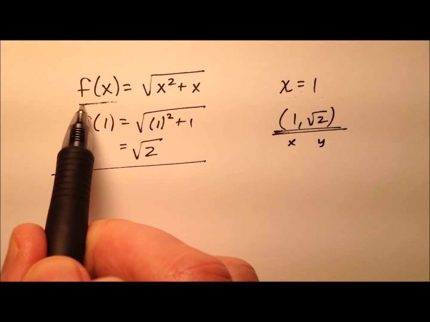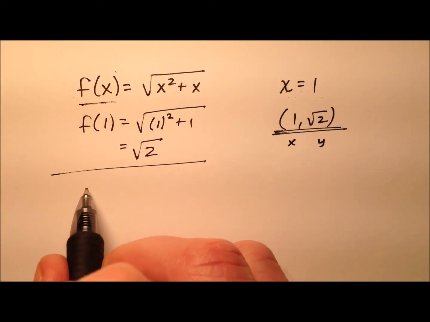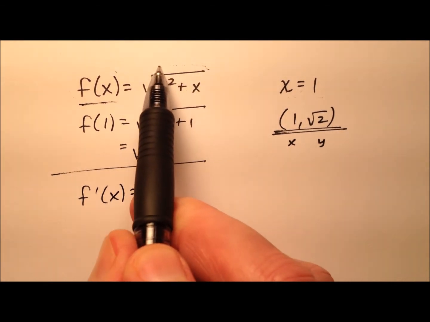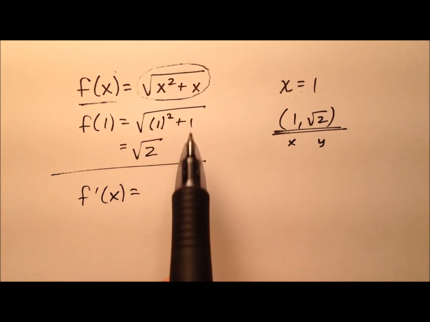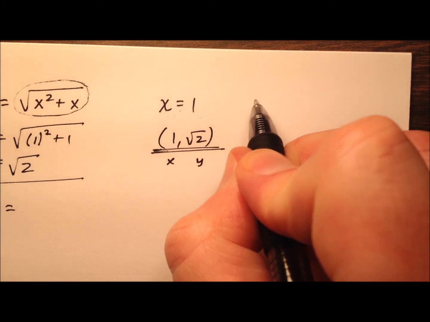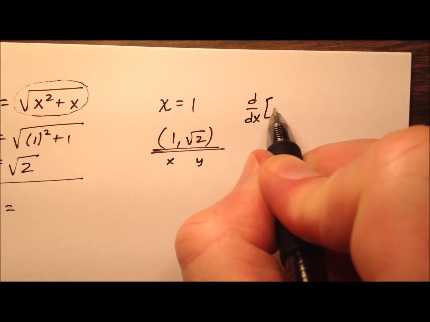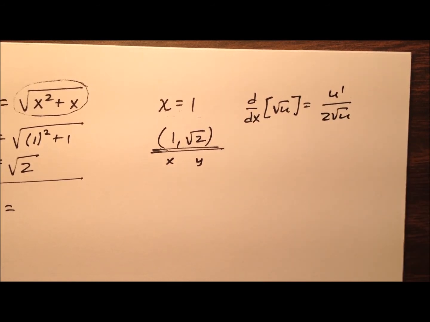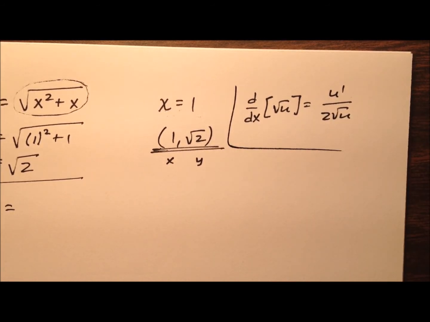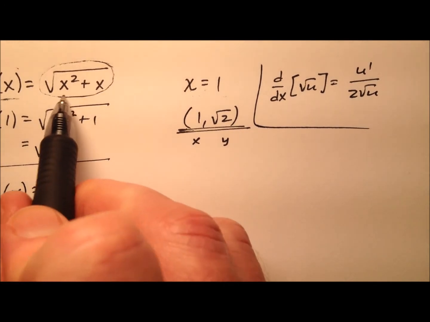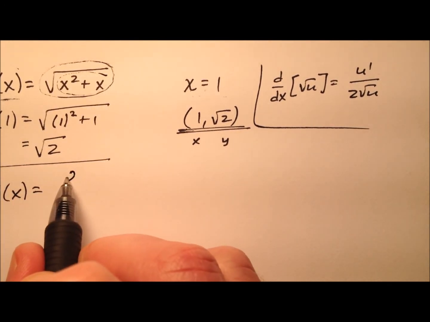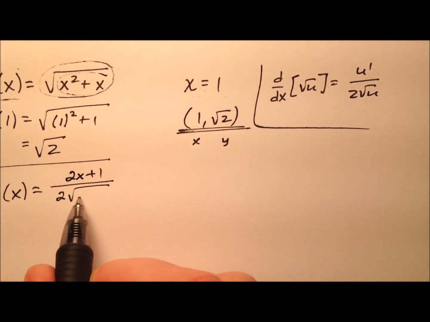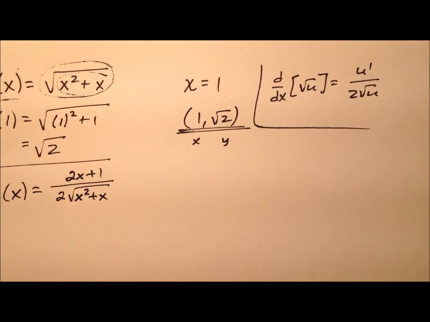In order to find the slope, I'll need to go ahead and find the derivative of this function. So f prime of x equals, and so we have the derivative of a square root function. We know that the derivative of the square root of u will be u prime over 2 times the square root of u. So let's go ahead and use that rule. The derivative of what's inside will be 2x plus 1, and that'll be over 2 times the square root of that function.